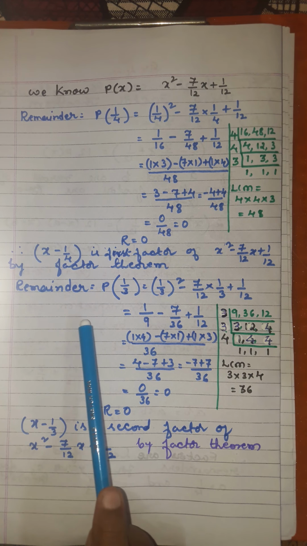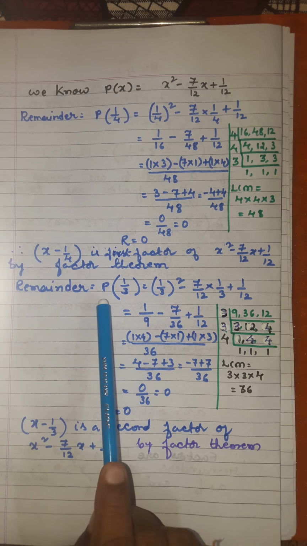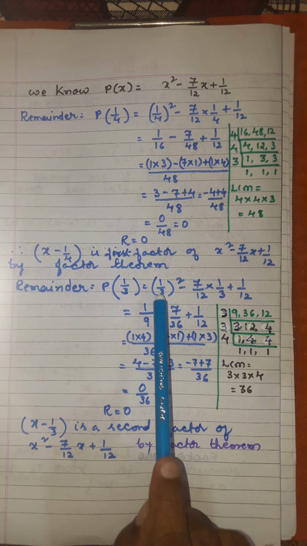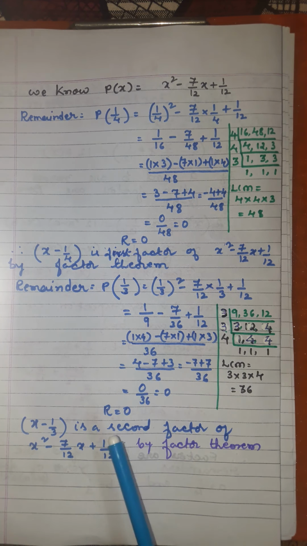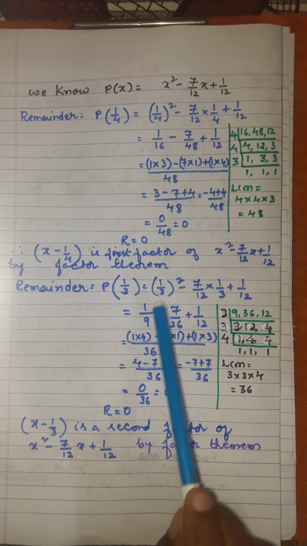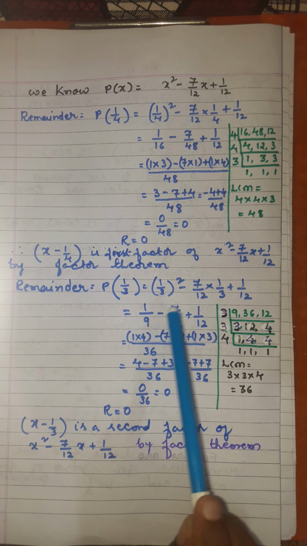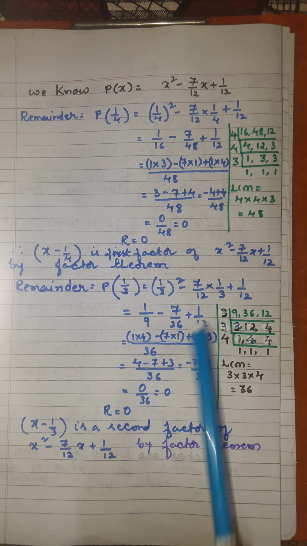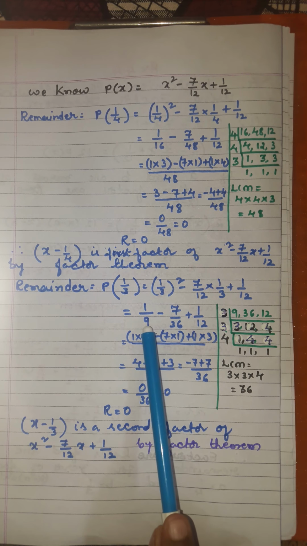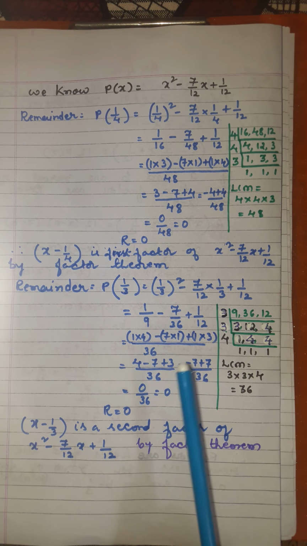Now remainder is equal to, again I repeat, P of 1 over 3 is equal to (1 over 3) whole square minus 7 over 12 into 1 over 3 plus 1 over 12. Now 1 into 1, 1, 3 into 3, 9, minus 7 into 1, 7, 12 into 3, 36, plus 1 over 12. So let us find the LCM for the denominators 9, 36 and 12.